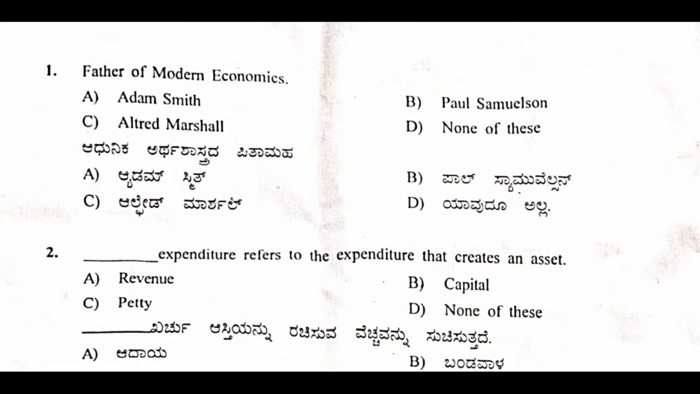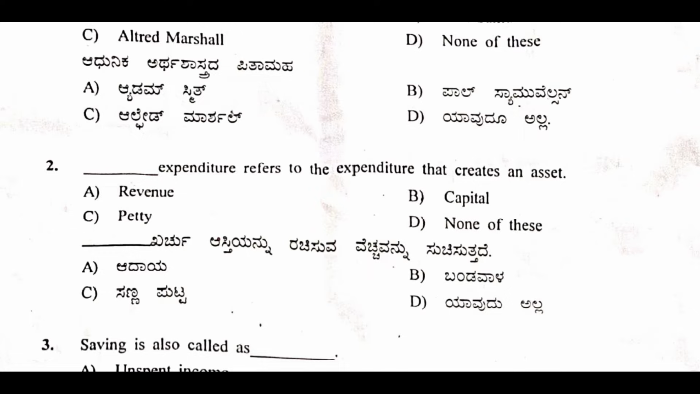Second question is, dash expenditure refers to the expenditure that creates an asset. Option A, revenue. Is it option B, capital, or is it C, petty, or is it D, none of these? So right answer is option B, capital. So capital expenditure are all those expenditures of the government that either creates an asset for the government or reduce the liability of the government. For example, expenditure on the land building or purchase of shares, etc.